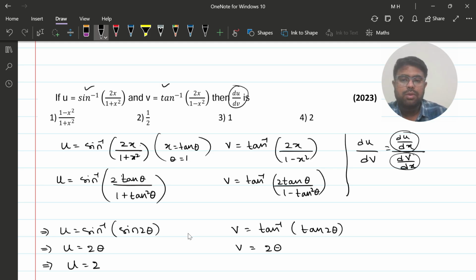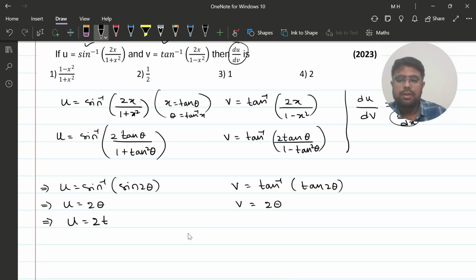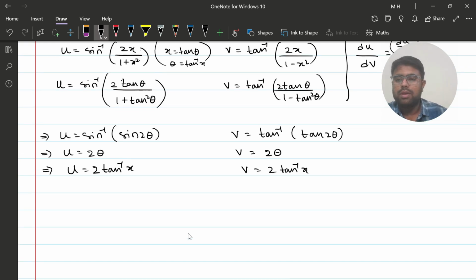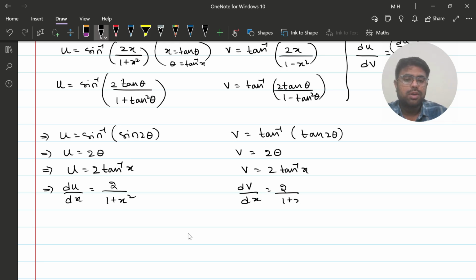Theta equals tan inverse x, right? So u is equal to 2 tan inverse x, and v is again 2 tan inverse x. So this is what you have. This implies du by dx is going to be 2 by 1 plus x square. Again, dv by dx is also going to be 2 by 1 plus x square.